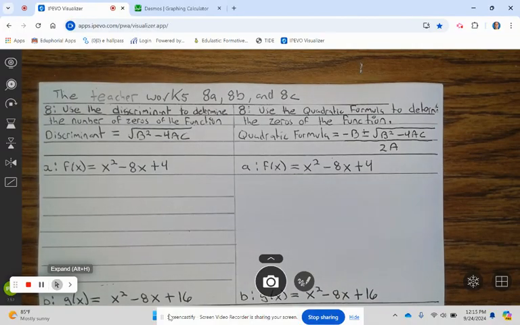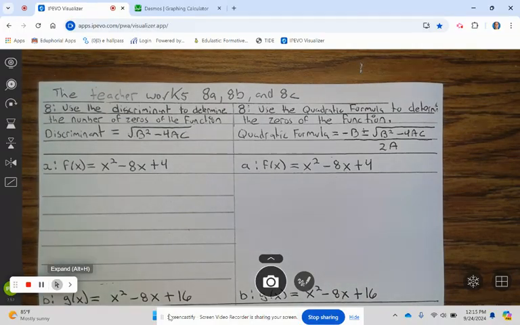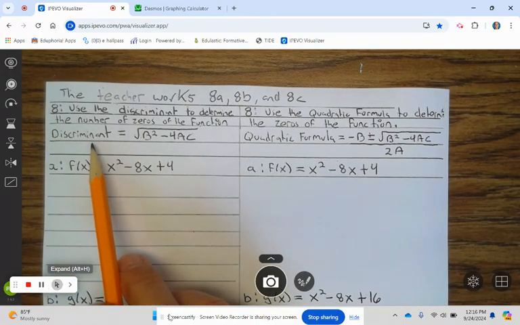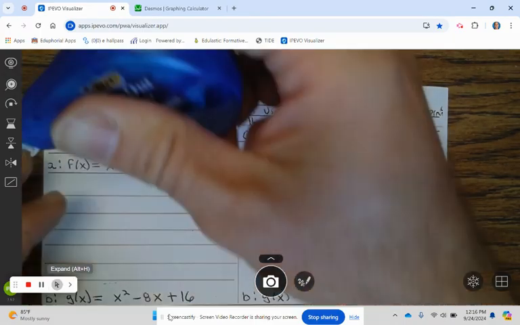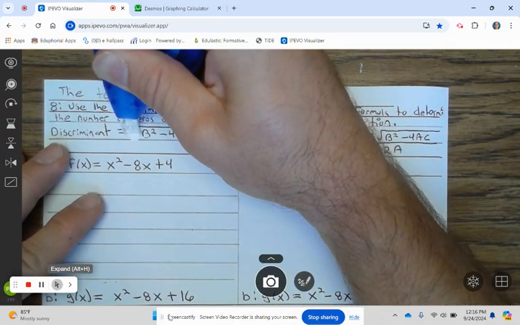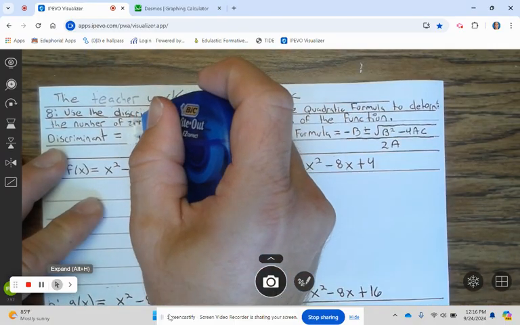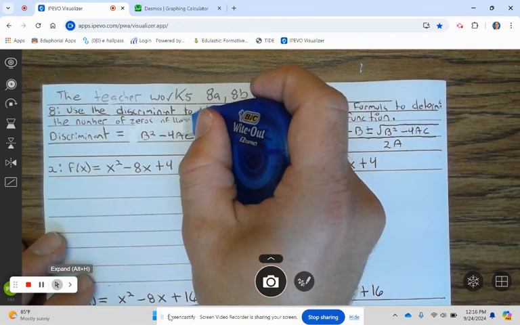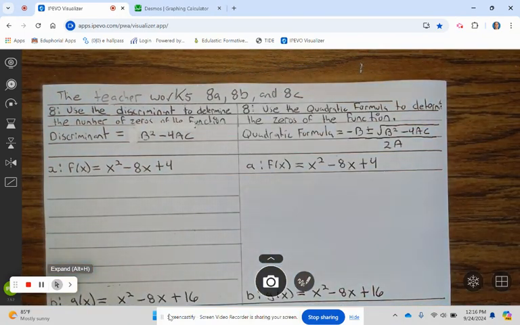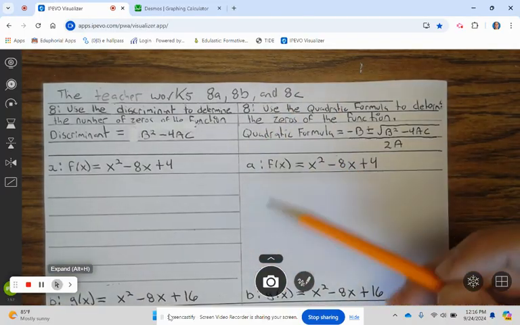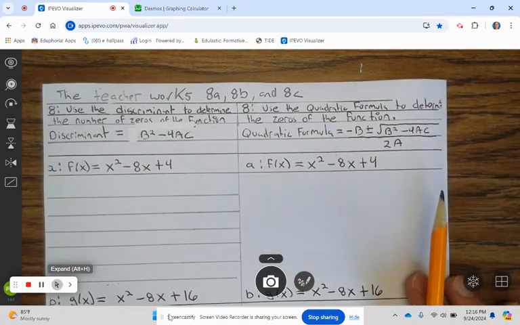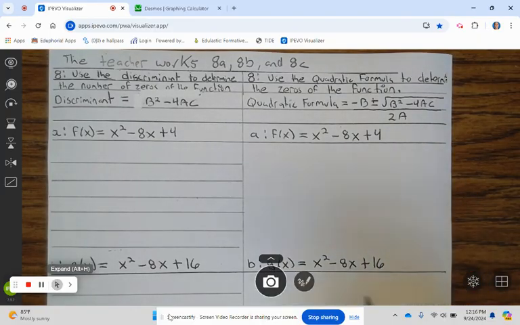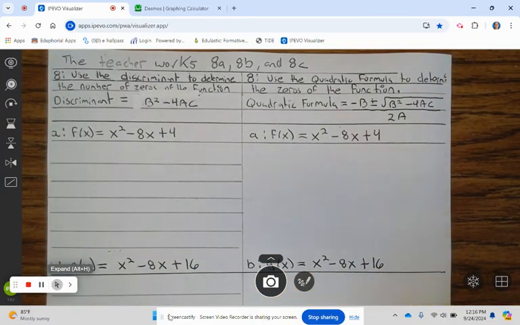Alright, the teacher works 8A, 8B, and 8C. Now there's two sides. One, we're going to do 8A, B, and C using the discriminant, which, little minor mistake here, so go ahead and fix that. And then we're going to do 8A, B, C with the quadratic formula, okay? Alright, so let's go ahead and do the discriminant side first, okay? Also, I've changed the equations, so if you would update those.